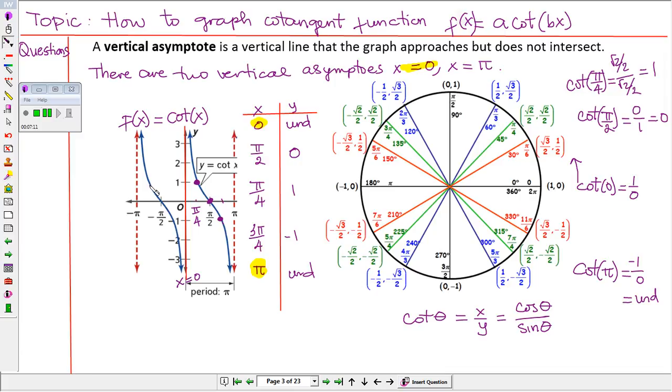So you can repeat on the left hand side. So again, the period is pi, so it will be from 0 to negative pi, and you have your vertical asymptote, plus your 3 basic points where the y value just repeats itself. So y equals 1 for negative 3 pi over 4, y equals 0 for negative pi over 2, and y equals negative 1 for negative pi over 4. So you can see, this could be the second period.